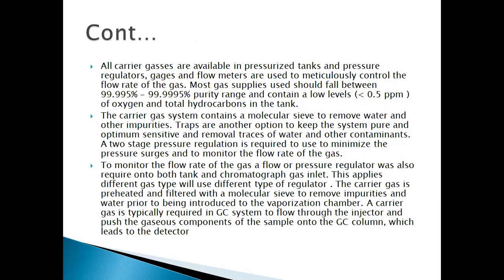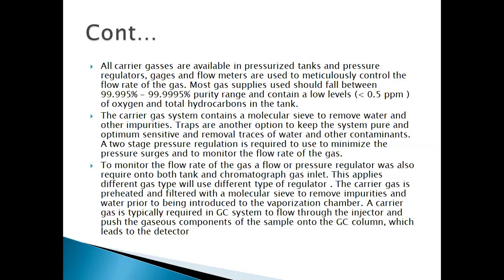All carrier gases are available in pressurized tanks, and pressure regulators, gauges, and flow meters are used to control the flow rate of the gas. Most gas supplies should fall between 99.95 and 99.995% purity range and contain a low level of oxygen and total hydrocarbon in the tank. The carrier gas system contains a molecular sieve to remove water and other impurities, traps or other options to keep the system pure and optimally sensitive, and remove traces of water and other contaminants.